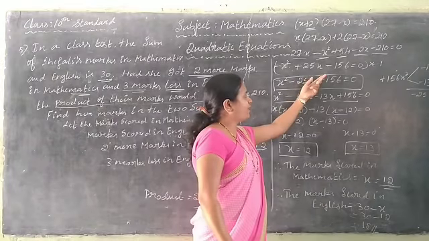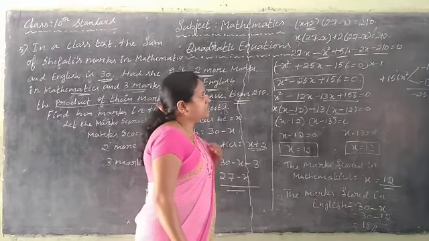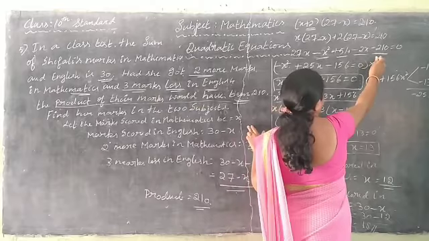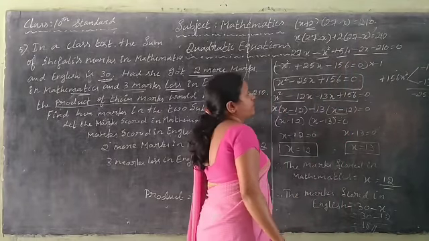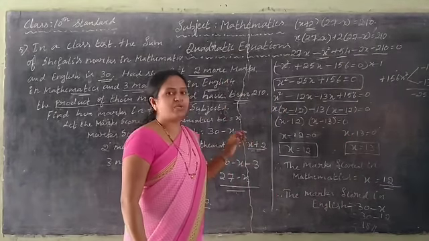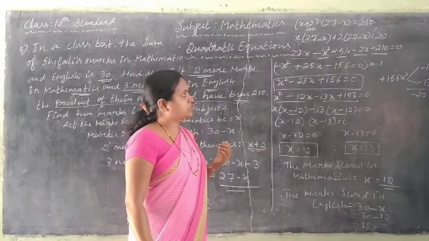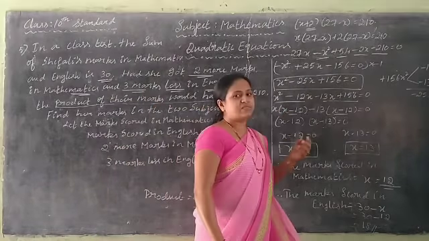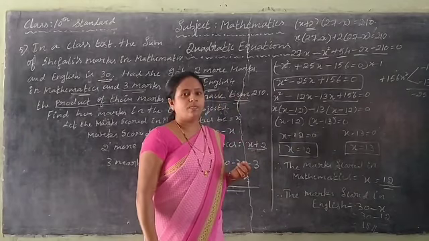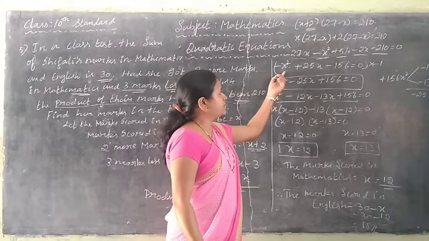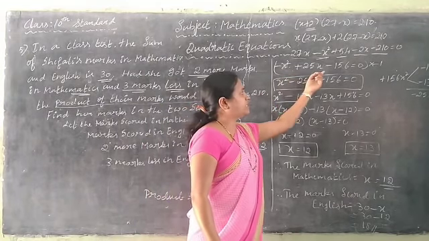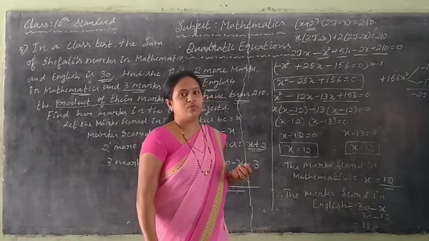So plus 25x. Got it. Next, minus 210 is there, and from that we have to subtract 54. When you subtract 54 from minus 210, you will get minus 156 is equal to 0. Isn't it? Now we got minus x square plus 25x minus 156 is equal to 0.